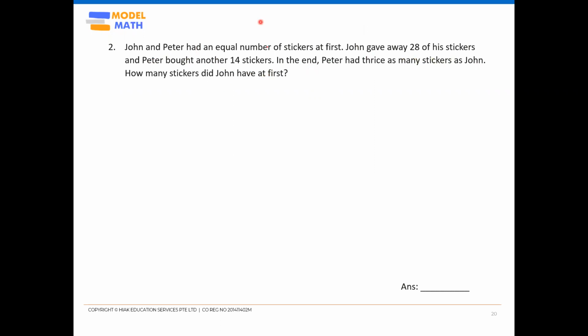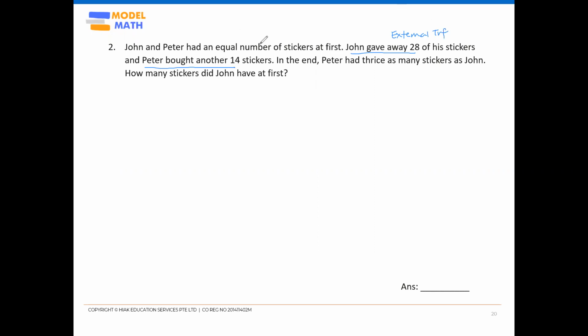So again, notice that this is a transfer question. John gave away 28, Peter bought another 14. All these are transfers. Now, I hope you can see that these are all external transfers again. Because giving away, it's external, not giving to Peter. Unless he gives to Peter, then that's internal. Peter buying another 14 from elsewhere, that's also external, not internal.